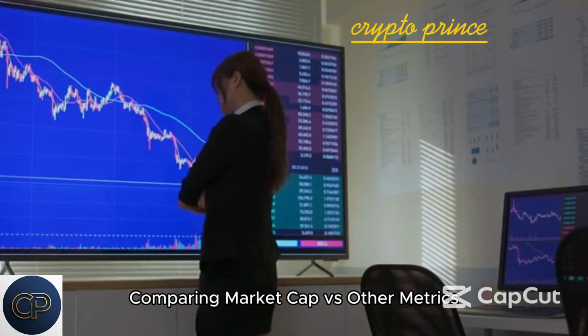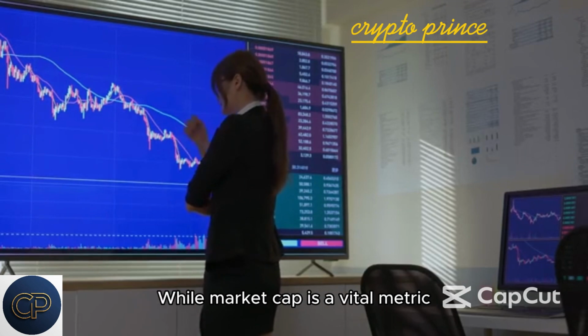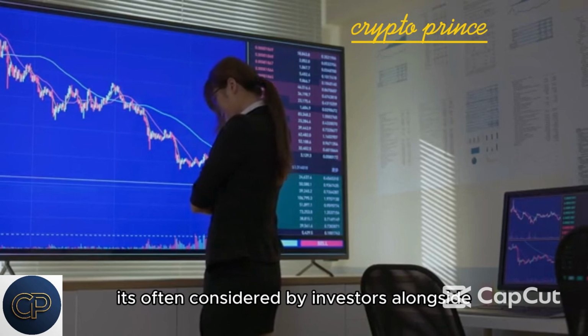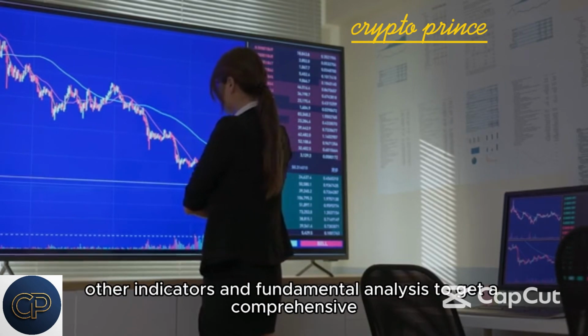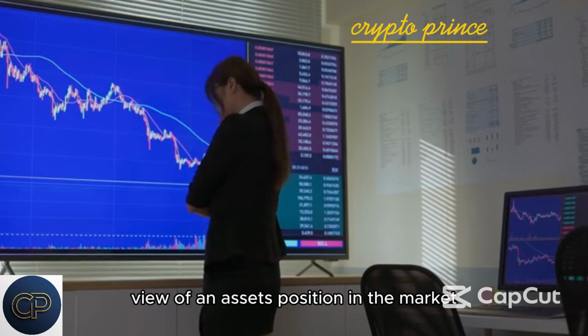Comparing market cap versus other metrics. While market cap is a vital metric, it's often considered by investors alongside other indicators and fundamental analysis to get a comprehensive view of an asset's position in the market.